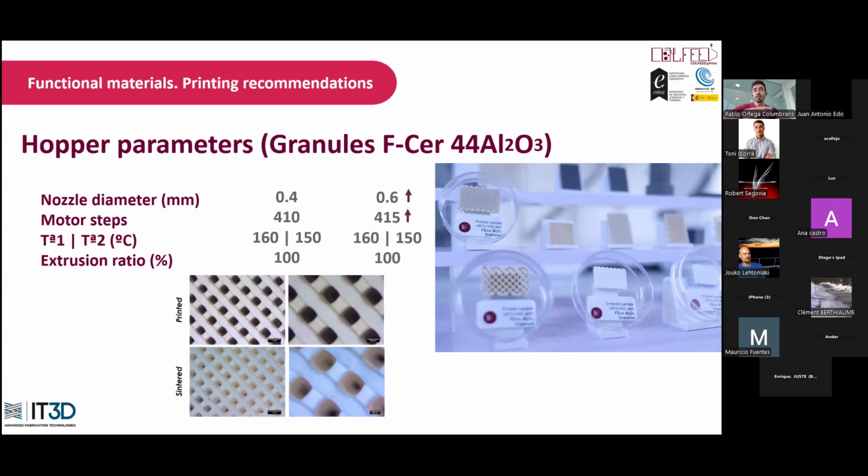Keeping the temperatures and the extrusion ratio constant, we just need to increase the motor steps. And this is because we need to keep the molten material always fed and try to make it flow better, to put more material on the nozzle. And actually, in this nozzle, we need to study the shear rate that our molten material is experiencing. So we can explain this in the following slide.